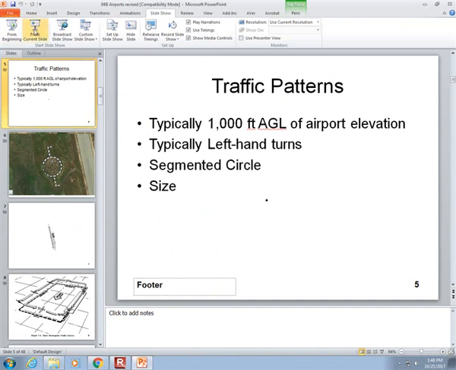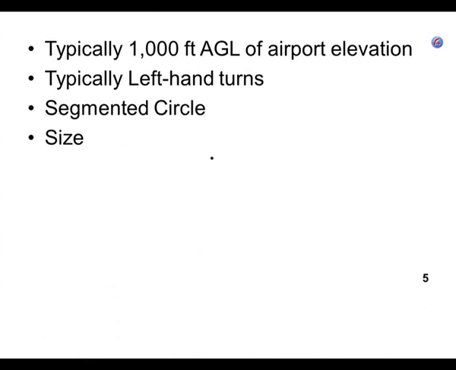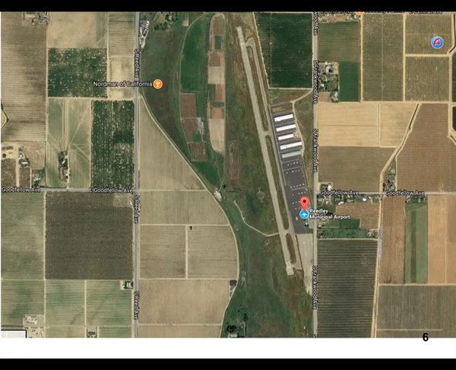So the next thing I want to look at is the segmented circle. And you're going, segmented circle, what's that? So here's an overhead view off of Google Earth for Reedley Airport. I got to stop calling it international. It's Reedley Municipal Airport. Municipal just means it's owned by the city.